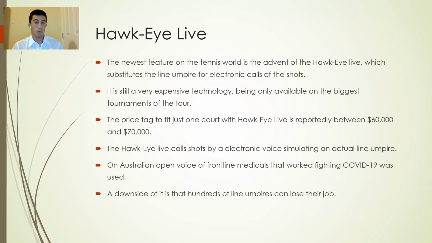And why is that? As I explained, the Hawkeye technology used to be used only whenever the player appealed a call. Nowadays, the Hawkeye Live is going to make all the calls, so you don't have line umpires anymore. So whenever you're playing, if the ball is out, the Hawkeye Live is going to give an electronic voice saying that the ball was out.